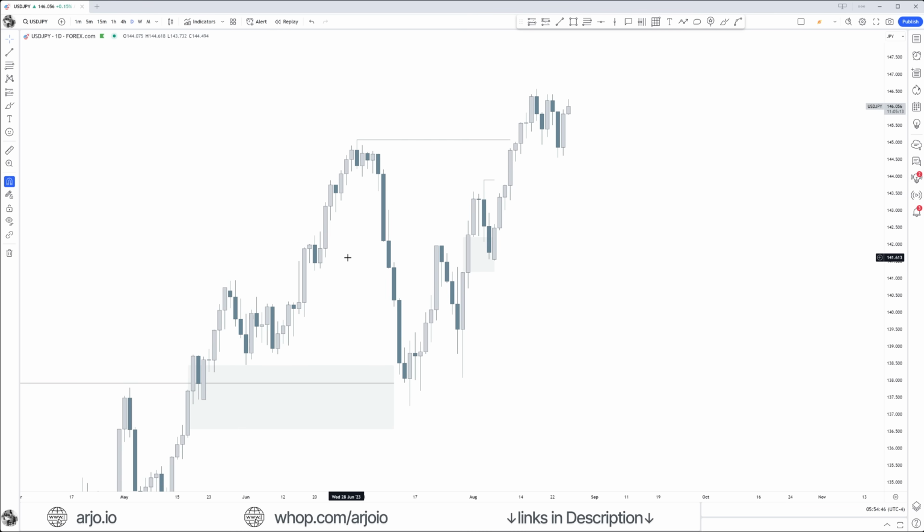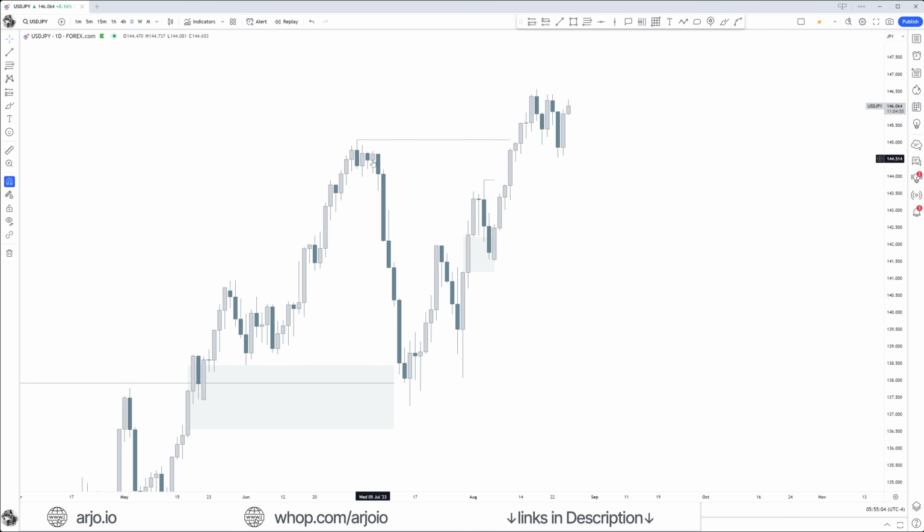You want to wait for what? A new retracement. Because what does the new retracement do? It creates a new context from a new discount array to a new premium array. So don't be scared of retracements.